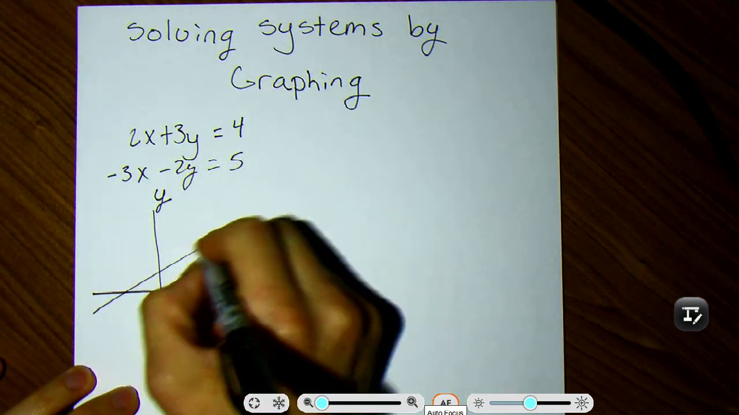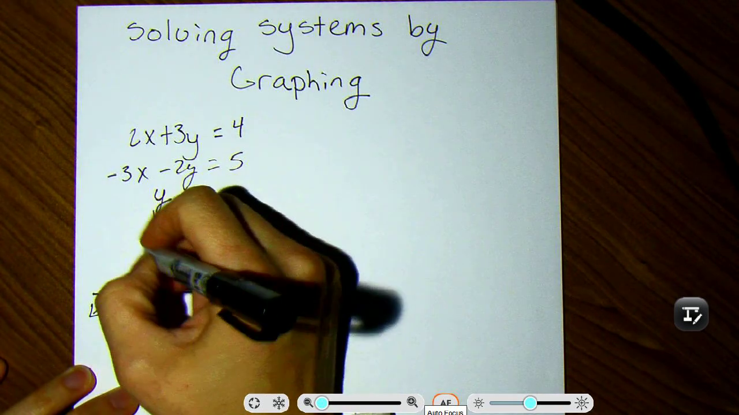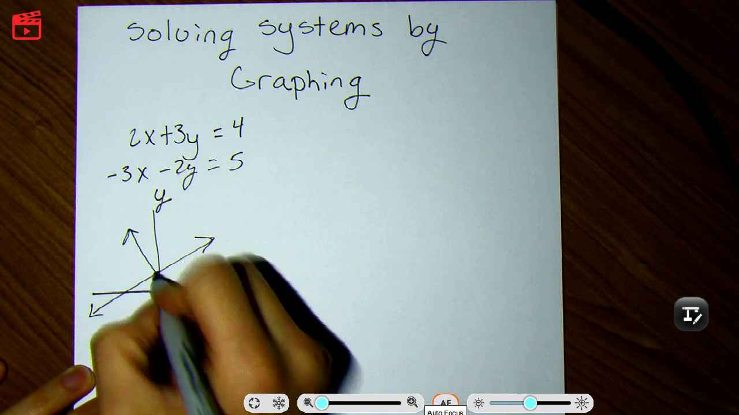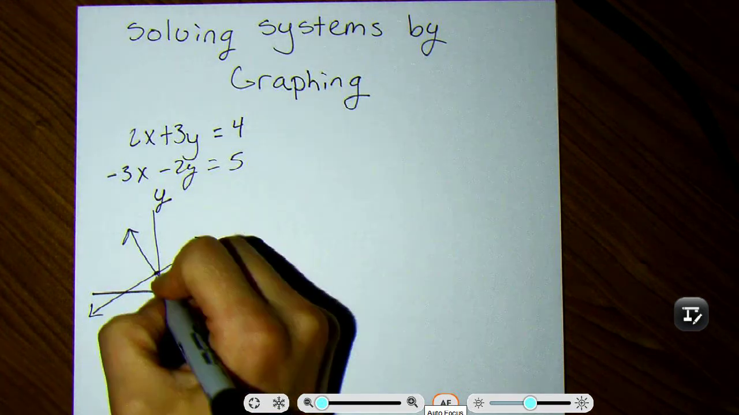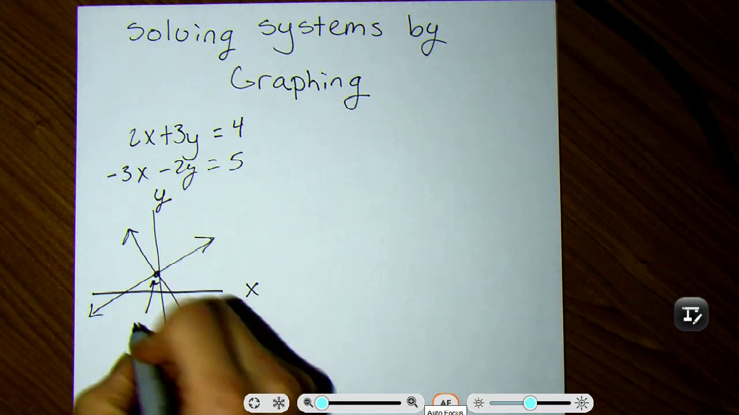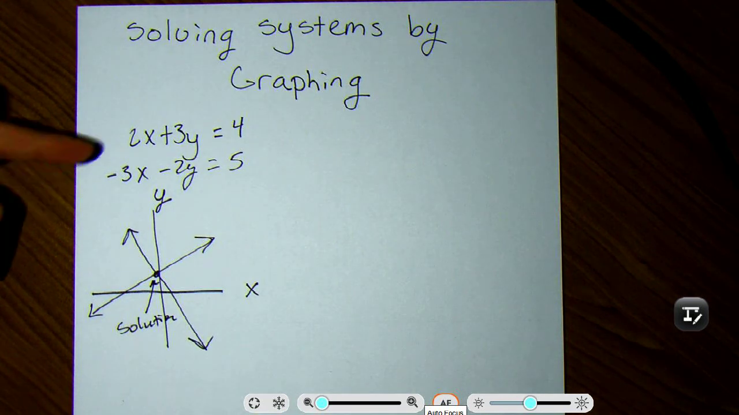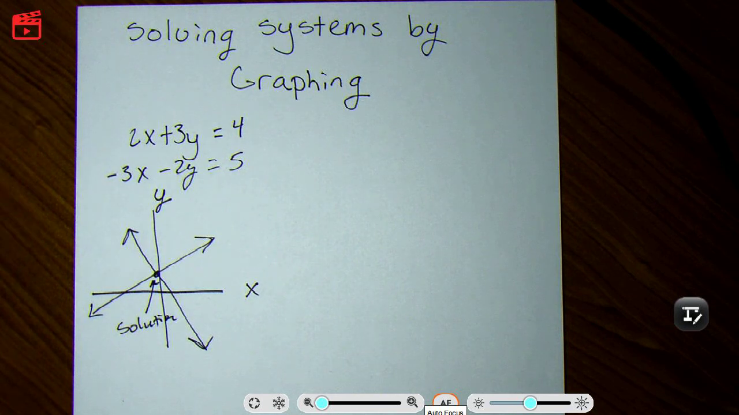The first possibility is when you graph these, they intersect at one point. That intersection is the solution to the system. It's the x and y value that satisfy both of the equations in the system.